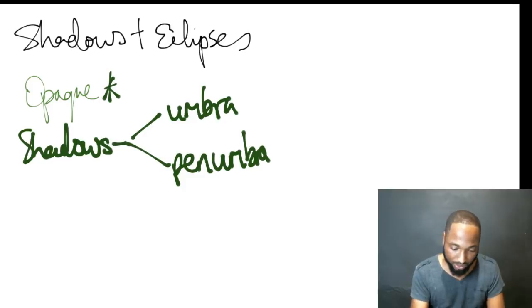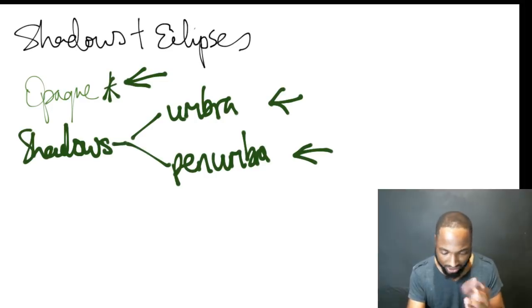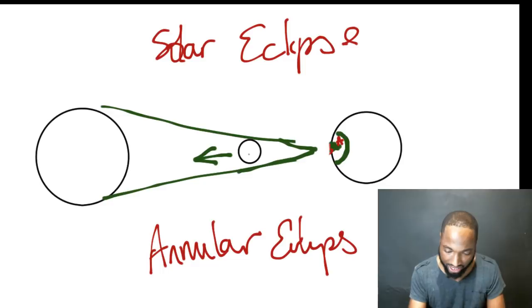Shadows and eclipse. You must know what an opaque object is. There are two styles in the shadow, the umbra and the penumbra. Umbra, that's a Latin word. Total dark shade, completely dark. Penumbra, some light. This is the umbra, penumbra there. Eclipse, this is a solar eclipse. This actually is the annular eclipse. The solar eclipse goes straight down.